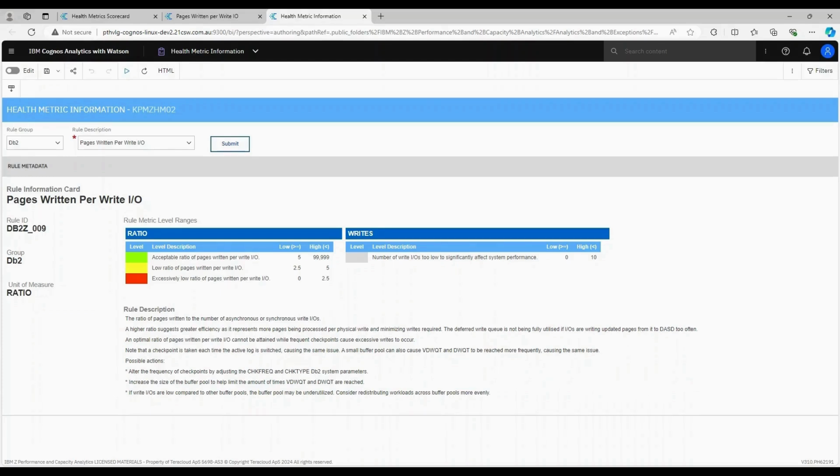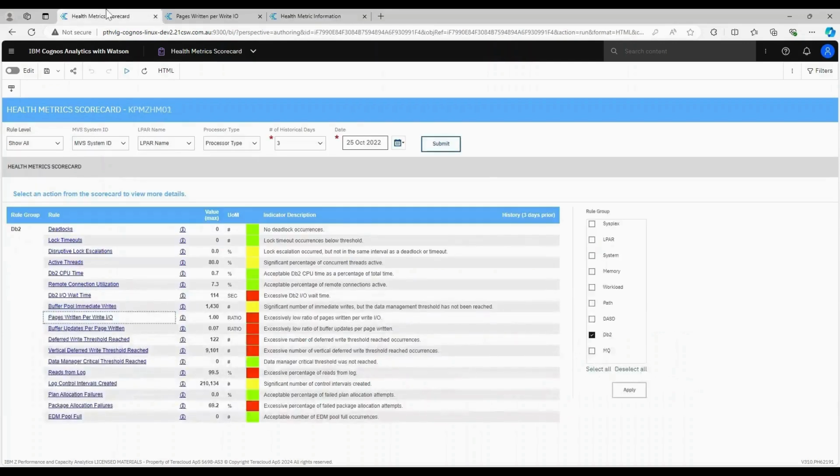While following these recommendations can help improve the ratio of pages written per write IO, it is important to carefully consider each change within the context of your system. Other rules will focus on different areas, with the aim of the scorecard being optimizing overall system performance. It is important to tune in small increments so the effects on the system can be isolated and measured. This demonstration shows how the Health Metrics Scorecard simplifies the process of analyzing complex DB2 systems.